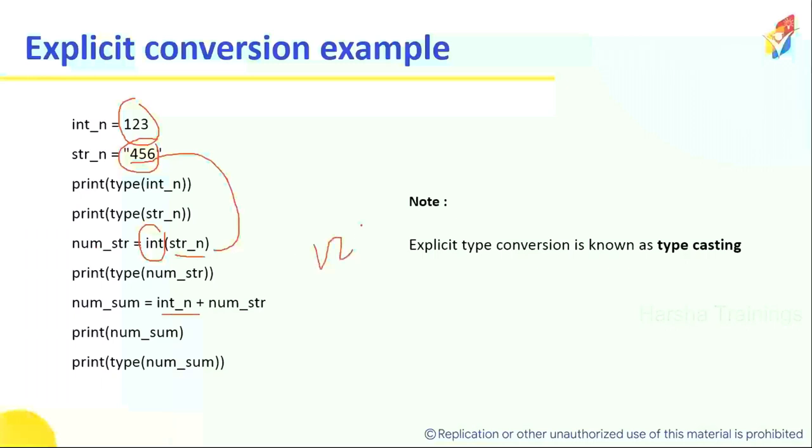Integer is 123 and num string is 456. The result is 6 plus 3 is 9, 5 plus 2 is 7, 4 plus 1 is 5. Clear for you? This type of conversion needs built-in functions such as int, float or str. This is called explicit type conversion. Clear for you?